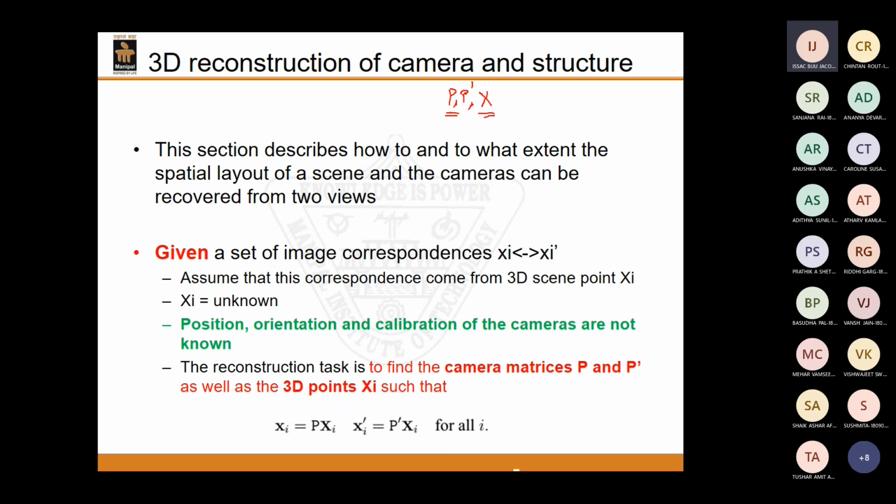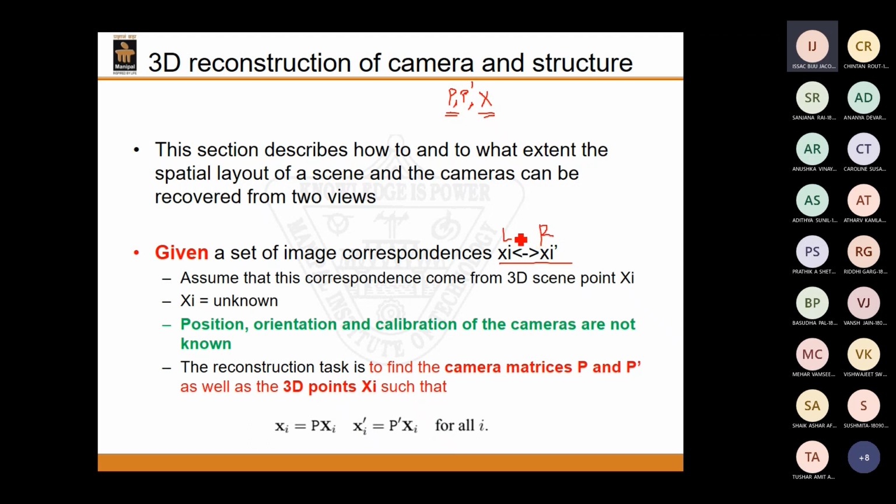And this goes on, right? So given a set of image correspondences, that means in the left image, if you have xi, and the correspondence point in the right image, let's say is xi dash, right?